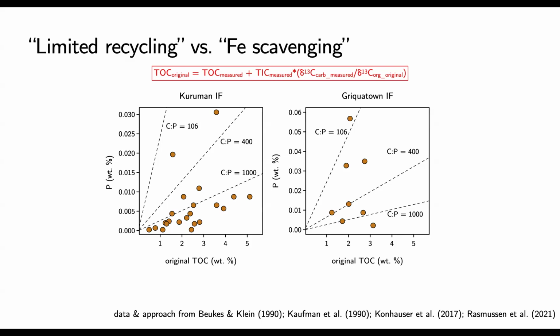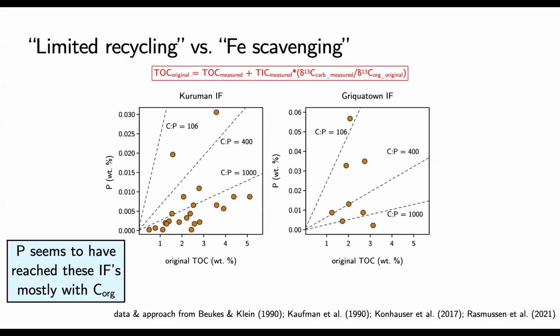And so based on this approach and also the experimental one from Konhauser et al., in these cases, despite there being little organic matter today, it looks like we see stoichiometric evidence of phosphorus supply with organics rather than with iron minerals, which would support that limited recycling model, and is especially important to keep in mind in these iron-rich depositional settings.